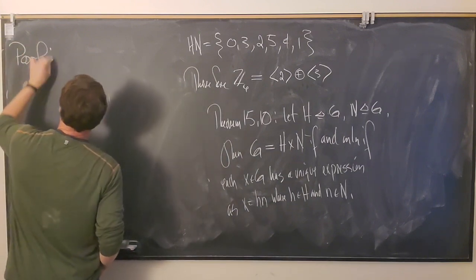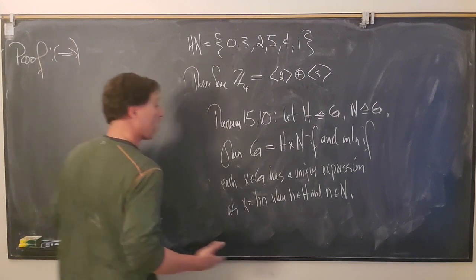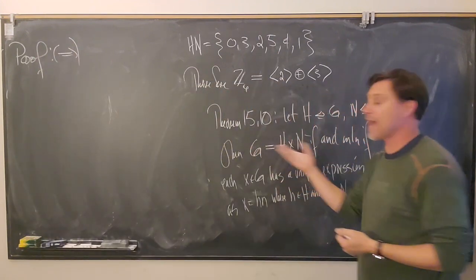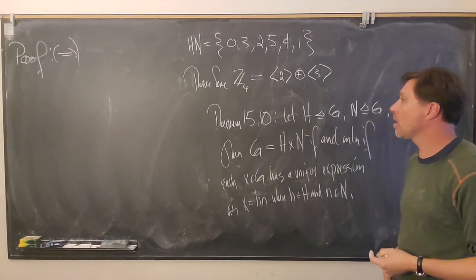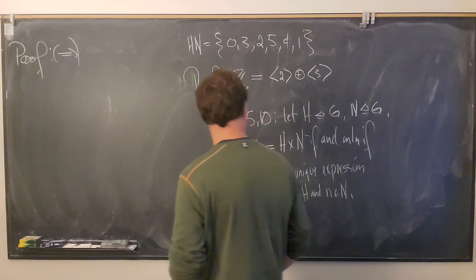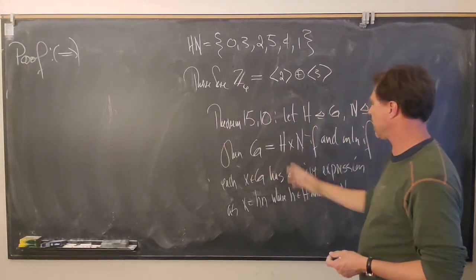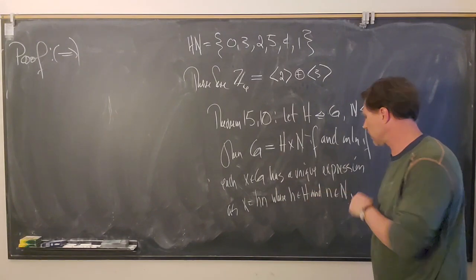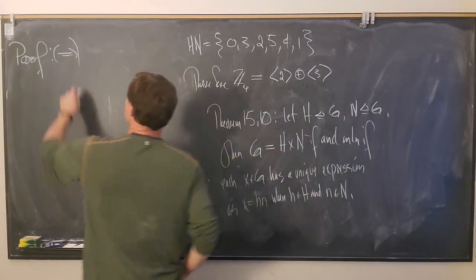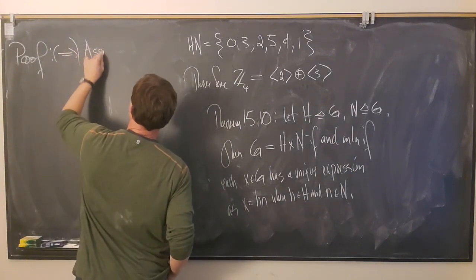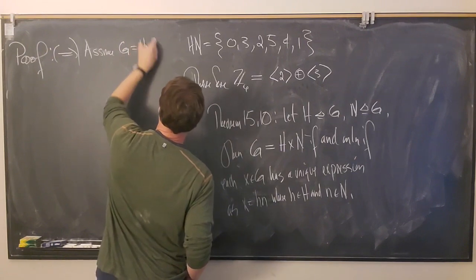All right, so this theorem gives us exactly what we need. It allows us to decide when we get unique expressions, and it's exactly the 3 items that we had in our previous definition. Okay, so in the forward direction, we're going to assume that we have an internal direct product, so G is equal to H cross N, and we need to show that uniqueness of expressions occurs. So let's assume that G equals H cross N.